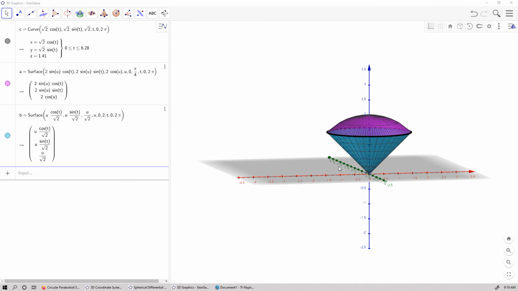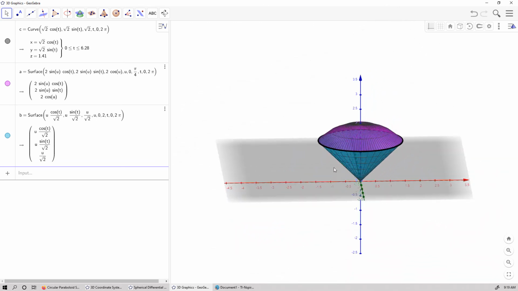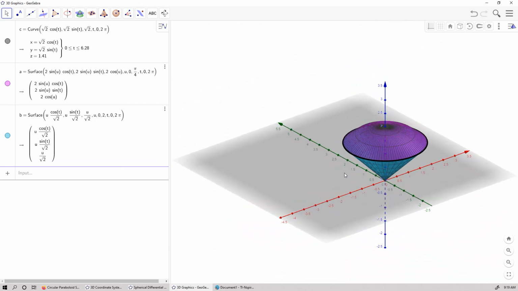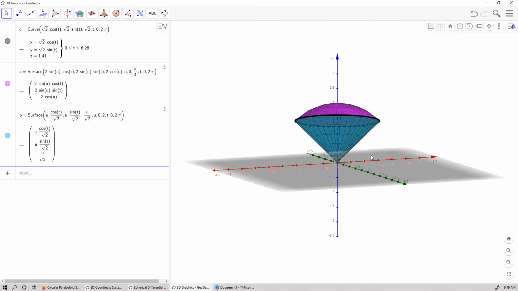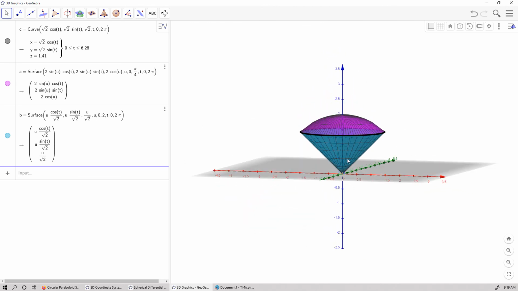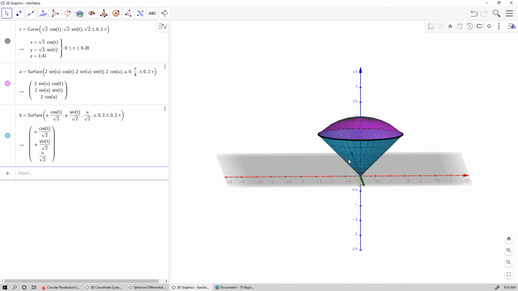So here you can see the graph as surfaces, and moving this around a little bit can help us see what's going on. You can see the sphere on the top, or part of a sphere. On the bottom you see part of a cone. So this thing looks kind of like an ice cream cone.